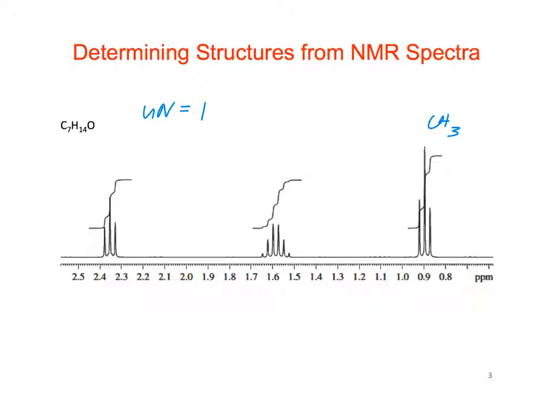So let's take a look at the integration. What do you think the ratio of the integrations are? 2 to 2 to 3, right? So if that's a 3, then what are the other two groups? What do they represent? Just CH2 groups, right? So it looks like we probably have just CH3, CH2, CH2. So how does that compare to our molecular formula?